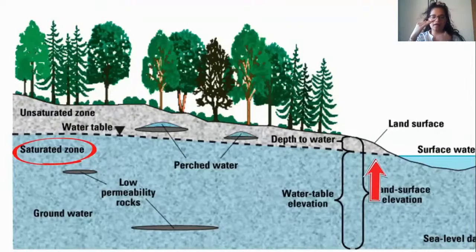So below the water table, it is a saturated zone. That means no more water can go in. And the rocks and the minerals above the saturated zone may be dry, and that's why it's called the unsaturated zone. So how does this water end up in the ground?